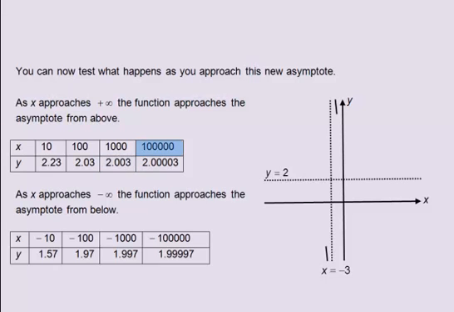When x is equal to 100,000, y is equal to 2.00003. As x approaches minus infinity, the function approaches the asymptote from below. When x is minus 10, y is 1.57. When x is minus 100, y is 1.97. When x is minus 1000, y is 1.997. When x is minus 100,000, y is 1.99997. You should mark this information on your sketch.